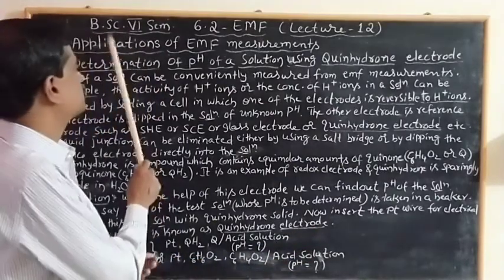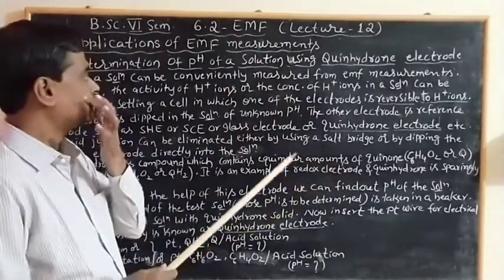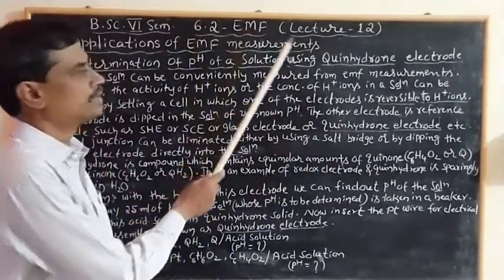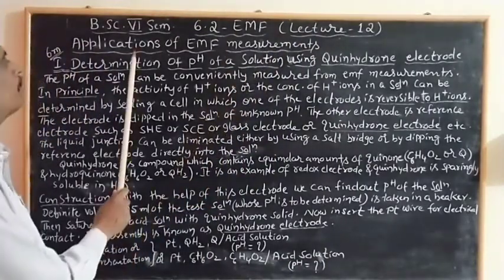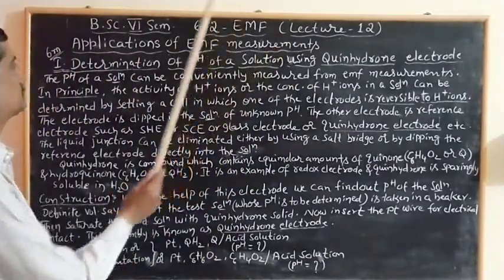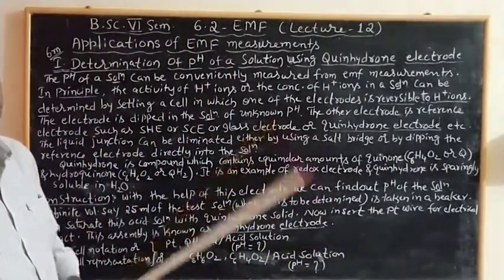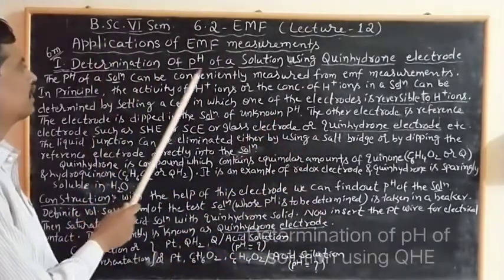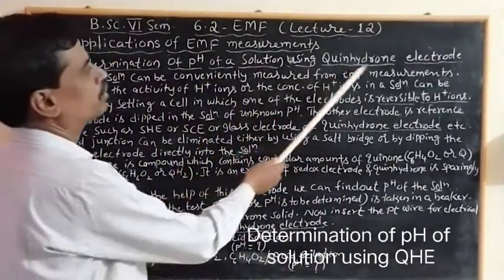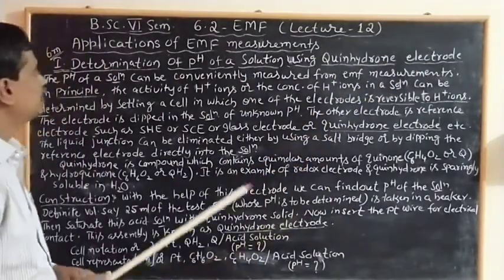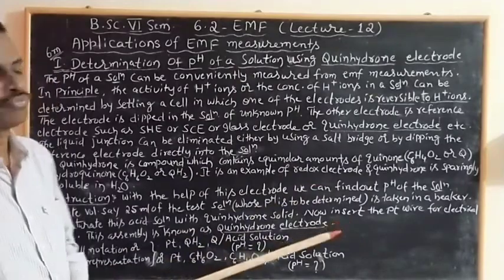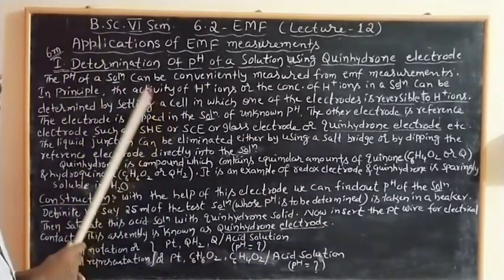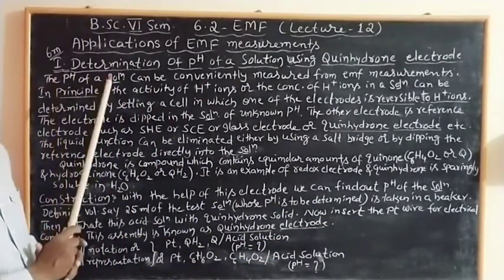Now for BSc 6th Sem, I will take the class for 6.2 EMF. This is my lecture 12. Under this lecture 12, I am studying now applications of EMF measurements. Under this, for 6 marks they will ask the question: how do you determine pH of a solution using quinhydrone electrode? Or explain the determination of pH of a solution using quinhydrone electrode for 6 marks. So, I will explain this now.